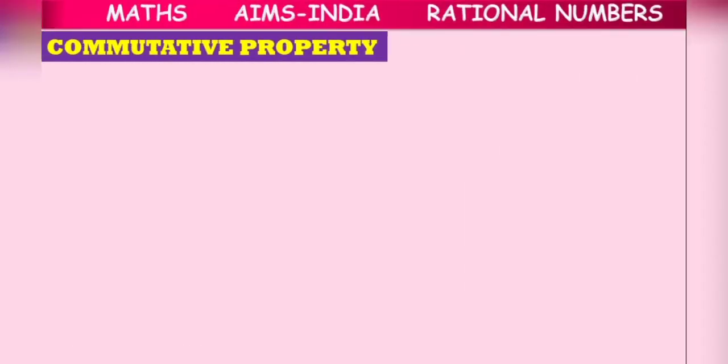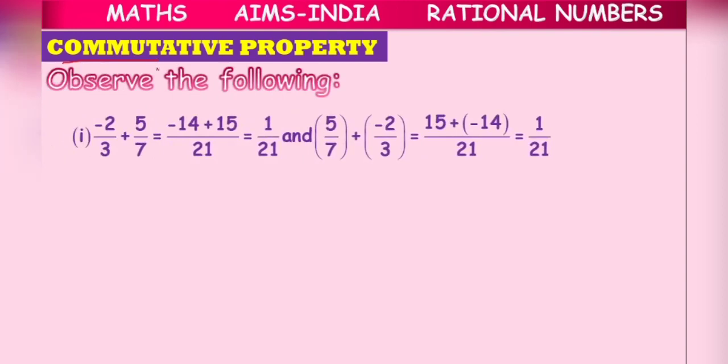Okay, children. Let's see the second property of rational numbers regarding addition, which is named the commutative property. According to this property, first let's observe some examples. Here minus 2 by 3 is there. We have 5 by 7. Two fractions with different denominators are there. So we can take the LCM, and finally we will get the answer 1 by 21 as their sum.